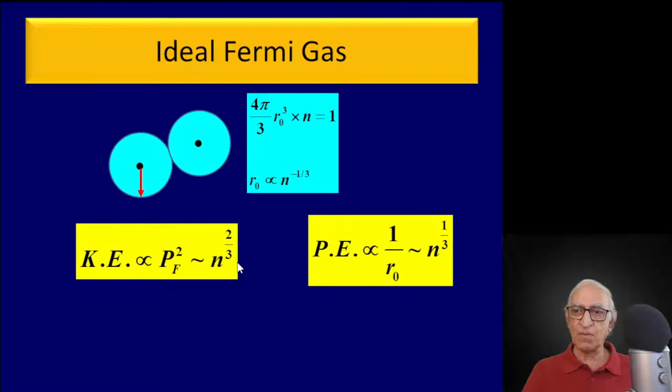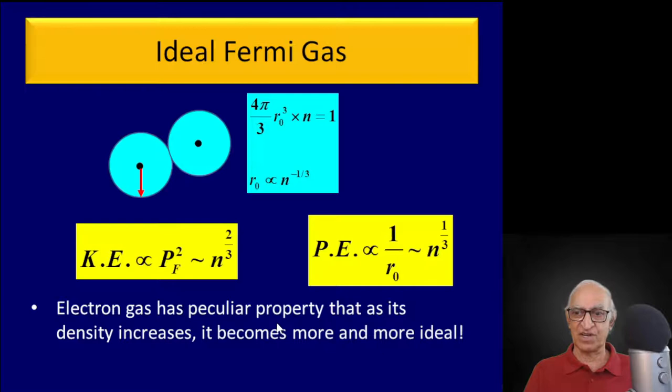What about the potential energy? The potential energy between two electrons is e squared over R naught. R naught scales as density to the power minus 1 by 3. Therefore, 1 by R naught scales as density to the power 1 by 3. So look at this difference. The kinetic energy scales as n to the power 2 by 3. The potential energy scales as n to the power 1 by 3. Therefore, as I increase n, the kinetic energy increases much faster than the potential energy due to Coulomb interaction. Therefore, the electron gas has a very peculiar property, that as its density increases, it becomes more and more ideal.